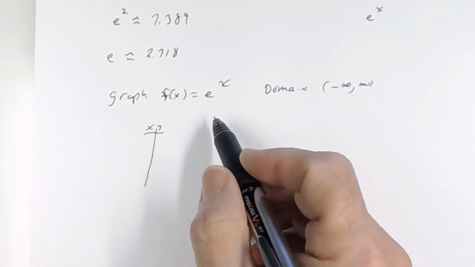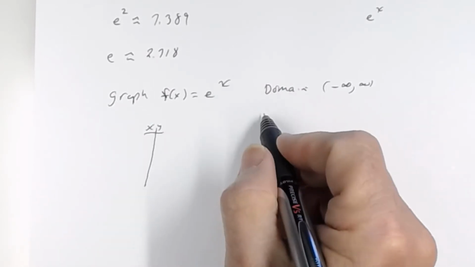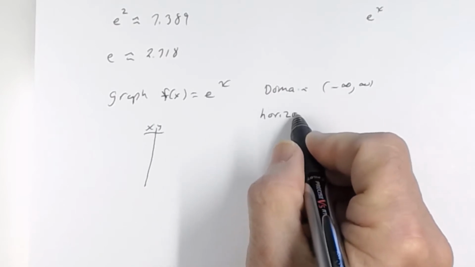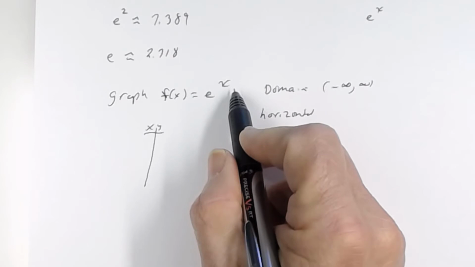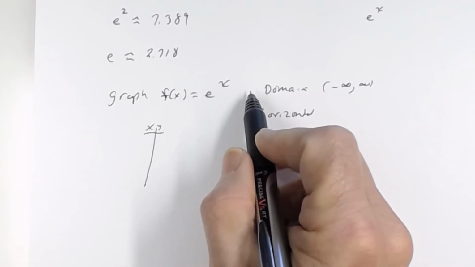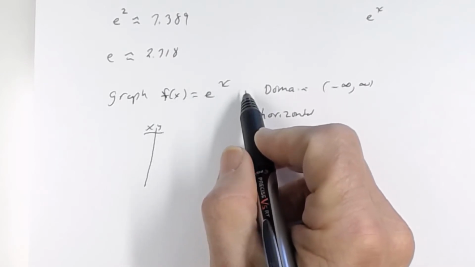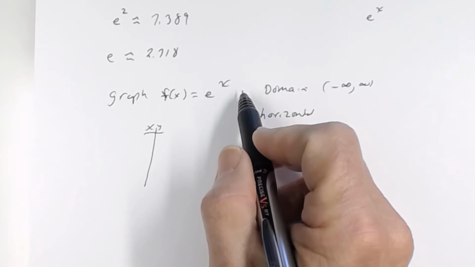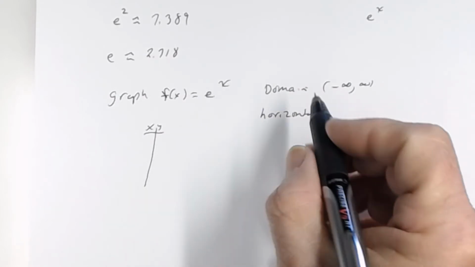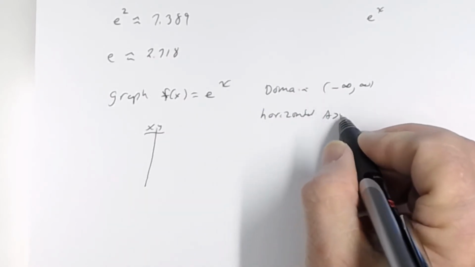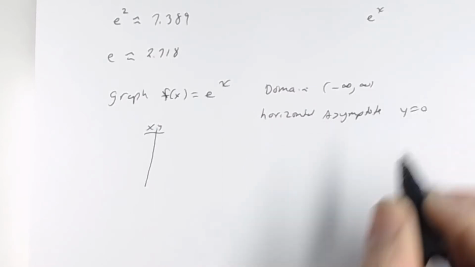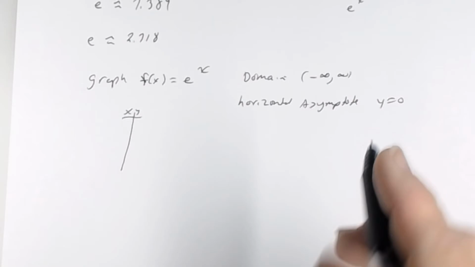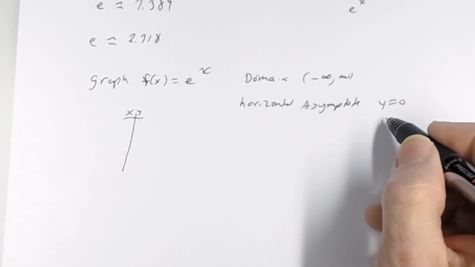You could also tell me right away what the horizontal asymptote is. Because there's no constant out here, right? If this was e to the x minus 3, then your horizontal asymptote would be y equals negative 3. So the horizontal asymptote is y equals 0.